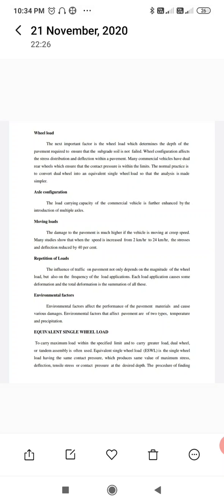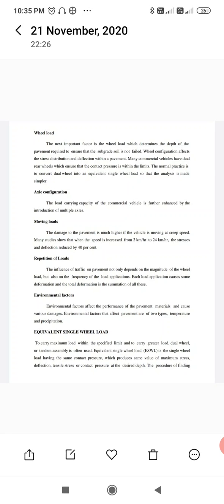See, moving loads: the damage to the pavements is much higher if the vehicle is moving at creep speed. Studies have shown that when speed is increased from 2 kilometers per hour to 24 kilometers per hour, stresses and deflections are reduced by 40%. So, repetition of loads: the influence of traffic on pavement depends not only on the magnitude of the wheel load but also on the frequency of load applications. Each load application causes some deformation and the total deformation is the summation of all of these.